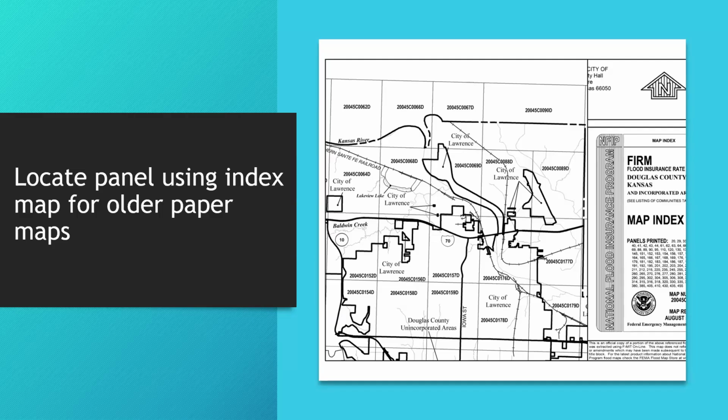So here you can see the airport. It shows you the railroad. It gives you some major highways and some other landmarks so that you would know which panel that you're looking for.